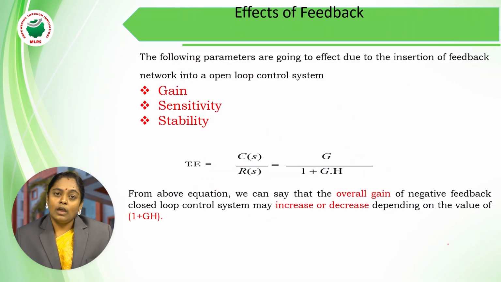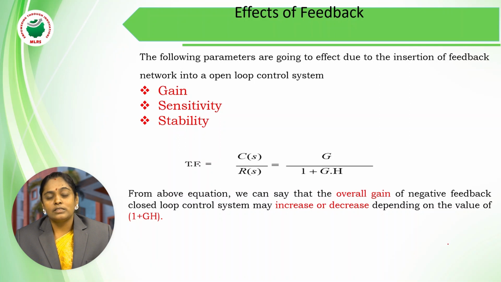Now, till now we have discussed what is meant by feedback and how you can derive a transfer function for a given feedback system. As we have two different parameters, G and H, that is, the open loop gain and the feedback path gain.